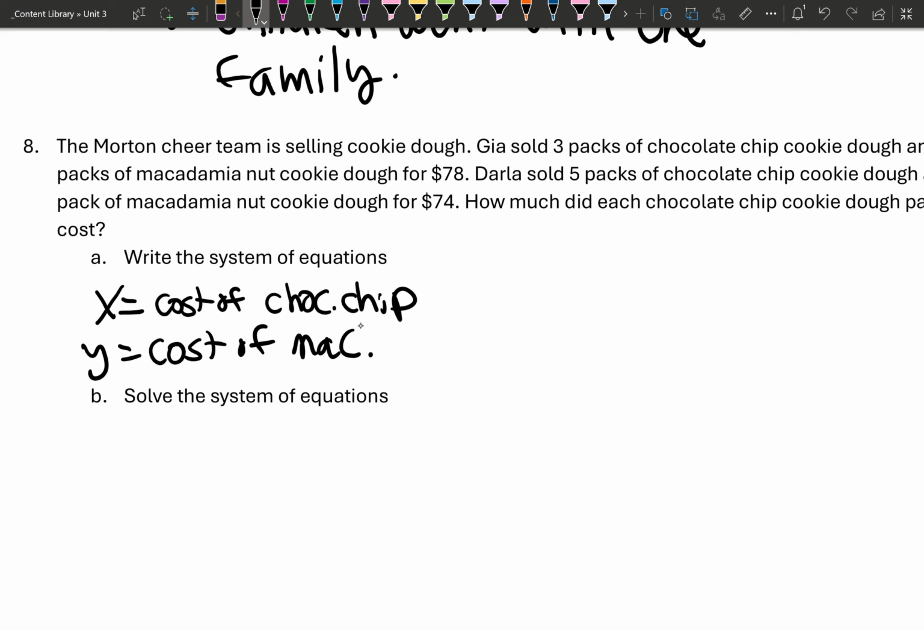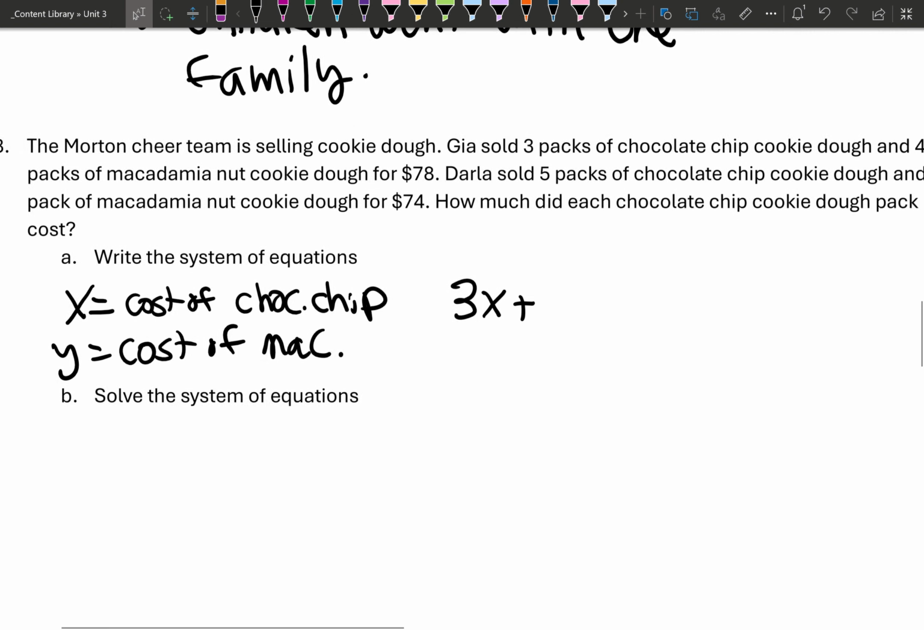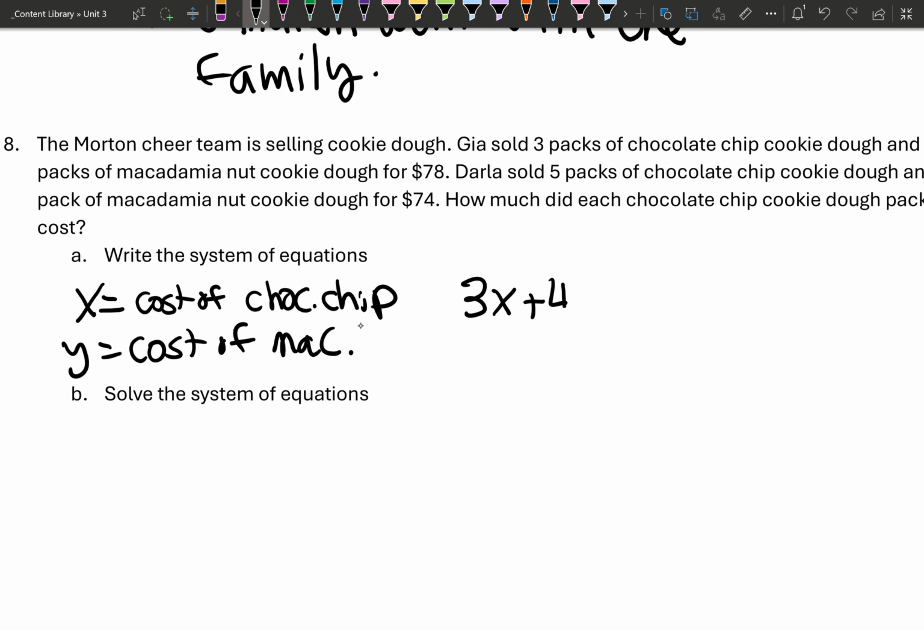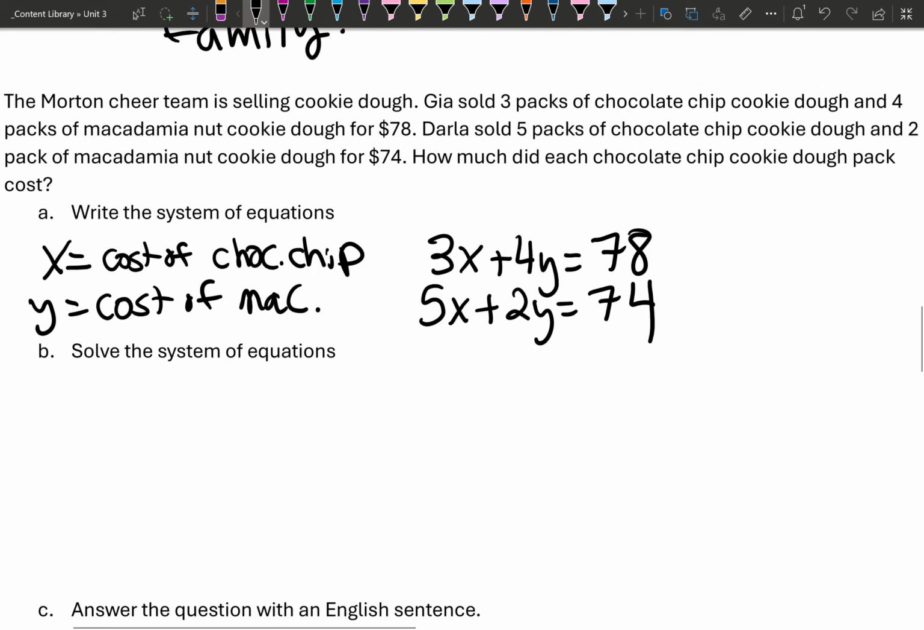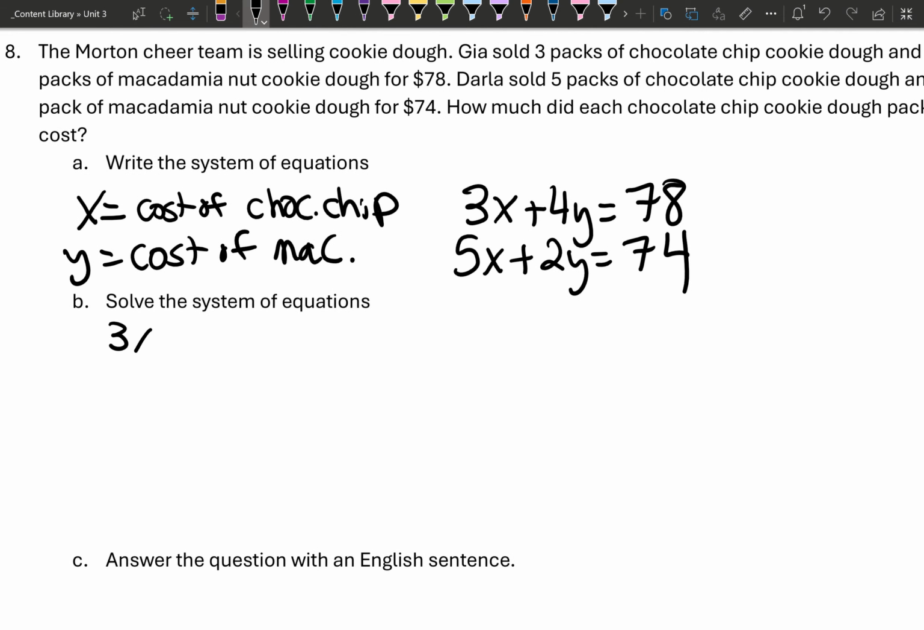All right, let's write the system. Gia sold 3 chocolate chips and 4 macadamias for $78. Darla sold 5 chips and 2 macadamias for $74. Let's solve the system. I'm going to rewrite it here, and then I'll zoom into it. Give me 1 second, por favor. Okay.